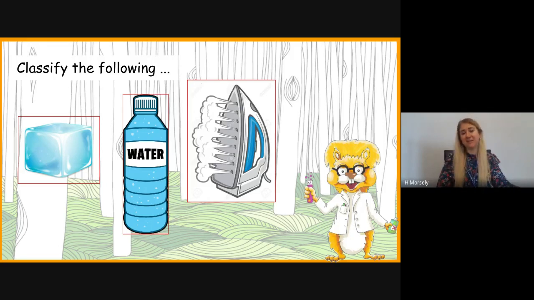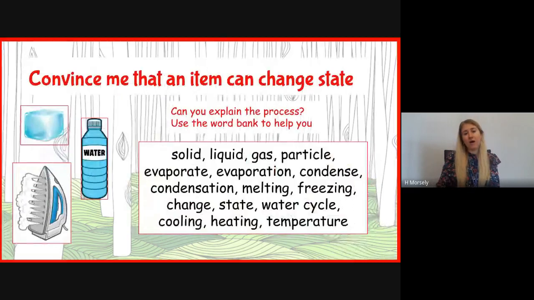Well done if you recognised that the ice was a solid, the water is a liquid, and the steam is a gas. What I'd like you to do now is to convince me that an item can change state. So something can change from being a liquid into a solid, or from a liquid into a gas. Have a look and see if you can explain the process using the word bank that I've provided to help you.